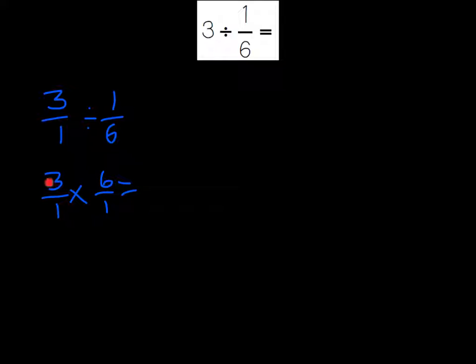1 and 6 do not either, so we multiply the numerators, then multiply the denominators. 6 times 3 is 18. 1 times 1 is 1. Improper fraction, 18 divided by 1 is 18. 3 divided by 1/6 is 18.